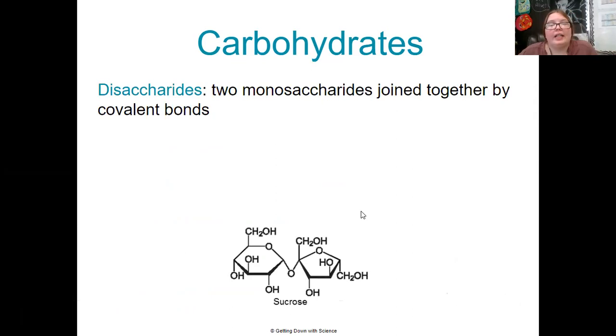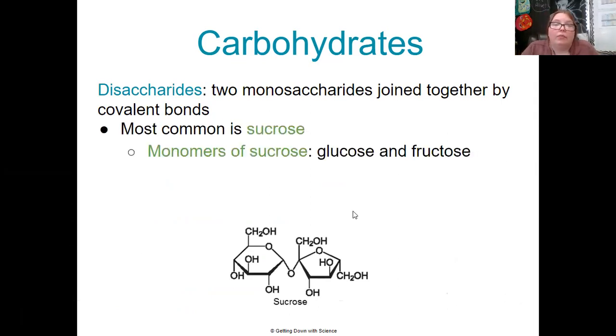So like we said, a disaccharide is 2 monosaccharides joined together by a covalent bond. Sucrose is probably y'all's favorite because that's table sugar. Yeah, straight up table sugar is sucrose. So the monomers that go into that are a glucose and a fructose. So glucose, you know, that's your basic blood sugar. Fructose, that looks a little bit like fruit, right? So that's generally considered to be a fruit sugar.